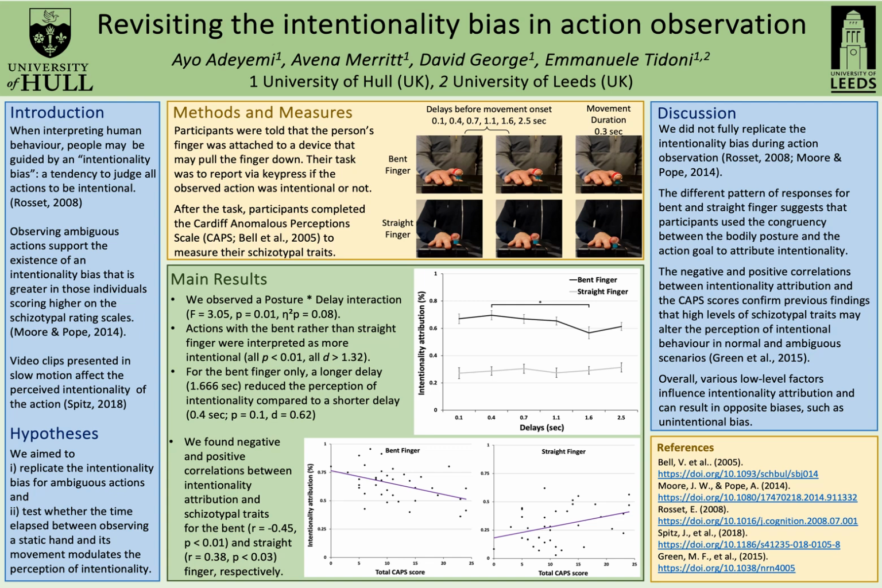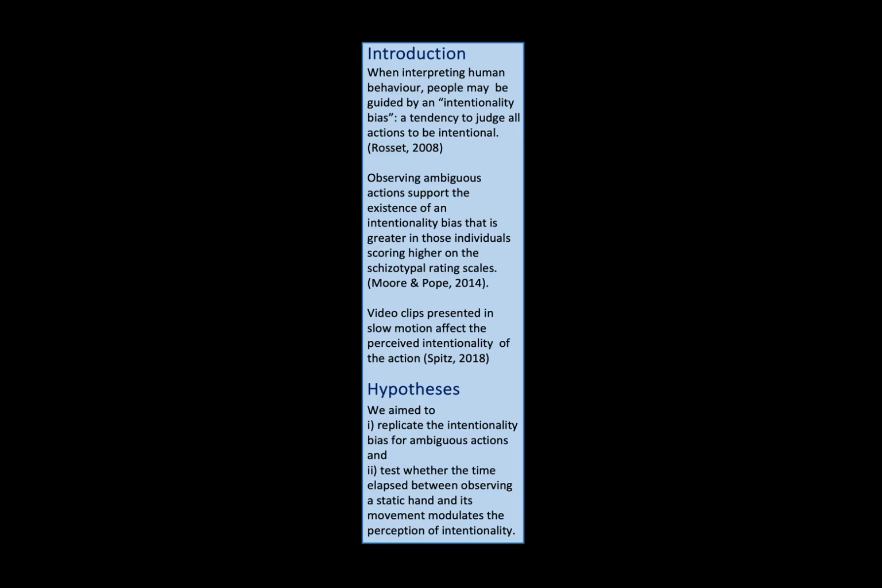We are going to take you through our poster titled Revisiting the Intentionality Bias in Action Observation. When we talk about intentionality bias, we refer to the process of automatically interpreting people's actions as guided by a purpose. Previous studies suggest that intentionality bias is present when we read about other people's behavior or perceive another person's actions. This may be especially true for ambiguous actions, that is, actions that may also be perceived as accidental, like passing by a vase and breaking it.